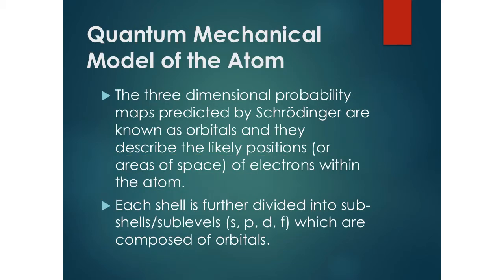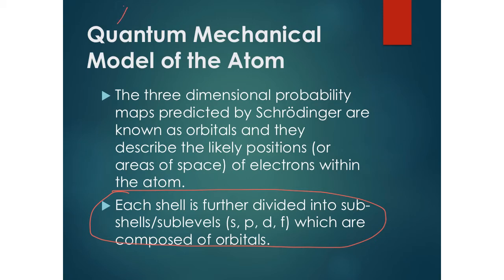So they're a 3D model of where the electron is likely to be. And that's how we get to our orbitals. Each electron shell is divided into sublevels. Then the sublevels are composed of orbitals. And that's what we're going to be doing with our electron configurations.